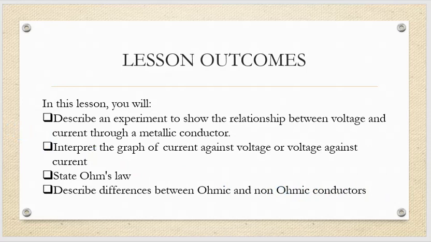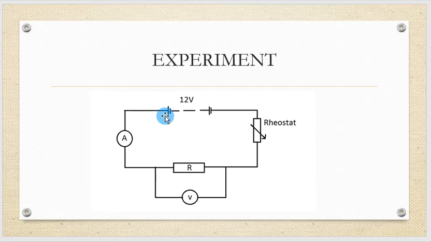Alright, so with these lesson outcomes set, we go straight into our first part: to describe an experiment to show the relationship between voltage and current through a metallic conductor. The figure here shows the experimental setup. We have a 12 volts battery, and to this battery a resistor is connected. This resistor R is also connected in series with an ammeter, and there is a rheostat here, and there is a voltmeter here. So how does this experimental setup work?